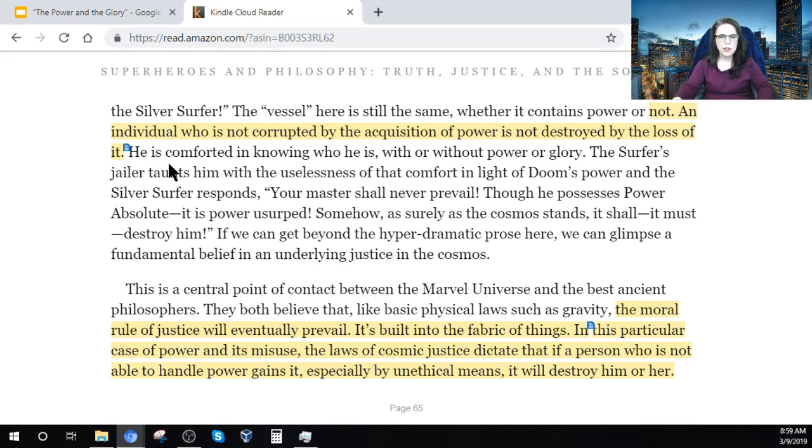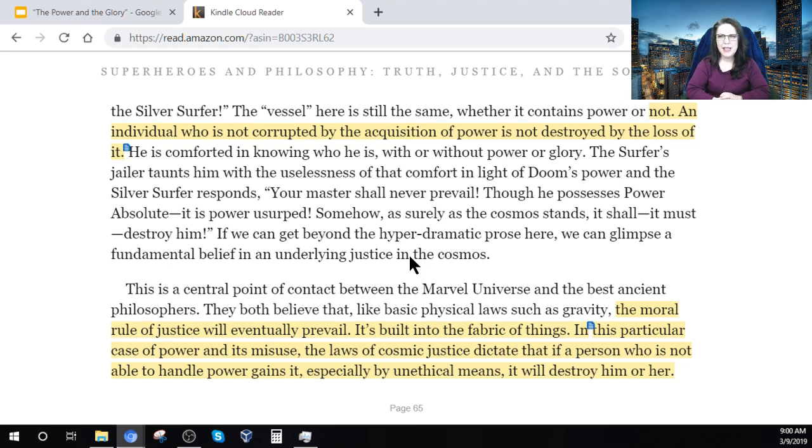And so if you look here, he is comforted in knowing who he is, with or without power or glory. The Surfer's jailer taunts him with the uselessness of that comfort in light of Doom's power, and the Silver Surfer responds, "Your master shall never prevail. Though he possesses power absolute, it is power usurped. Somehow, as surely as the cosmos stands, it must destroy him." If we can get beyond the hyperdramatic prose here, we can glimpse a fundamental belief in an underlying justice in the cosmos. So this is a very important philosophical undertone that the authors are using.